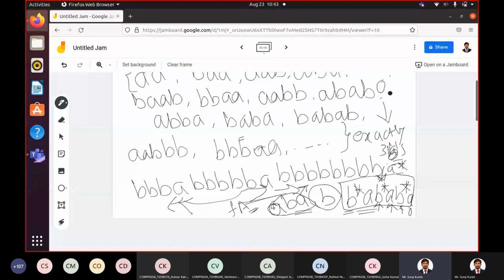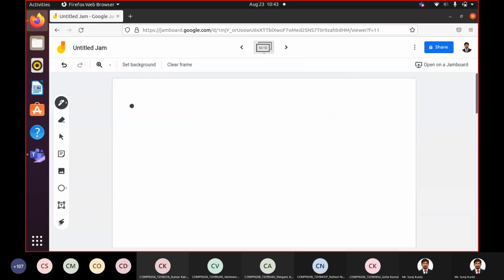Instead of A, B, it may be 0, 1. So the condition is the same, only the input alphabets are changing. So this is another example. Is it clear? Any doubt in the question?